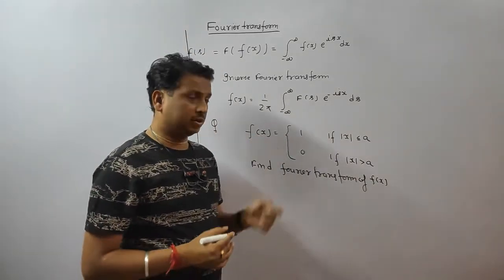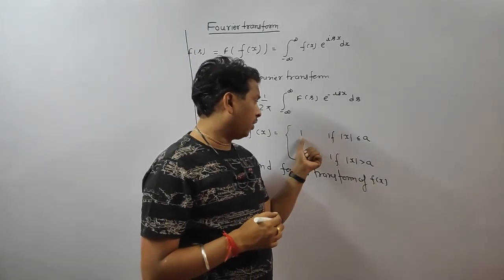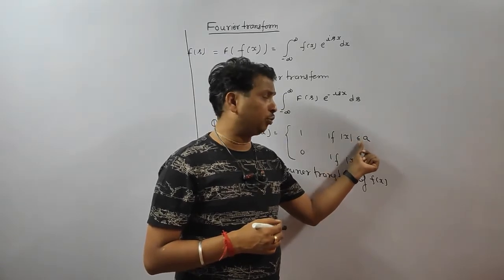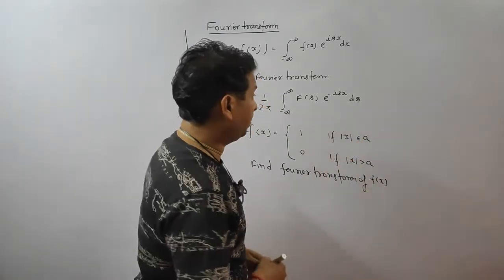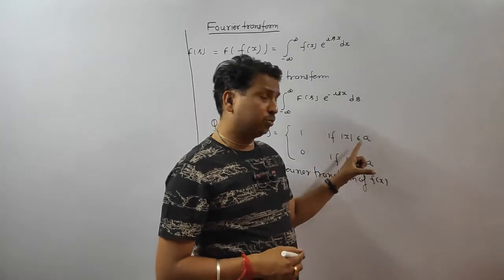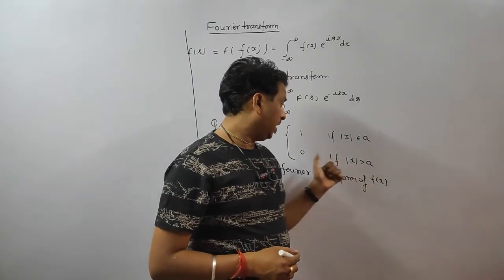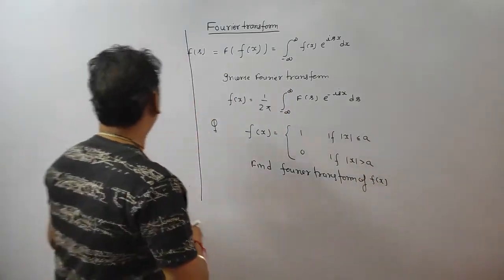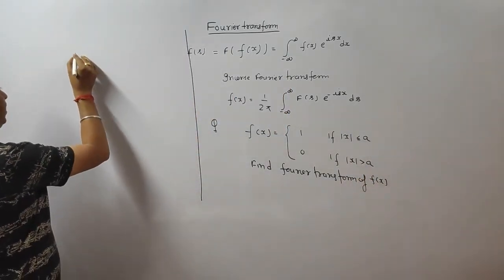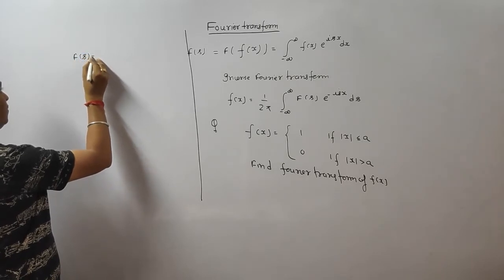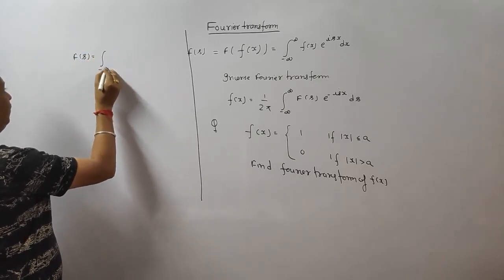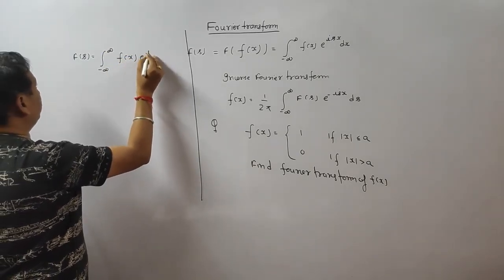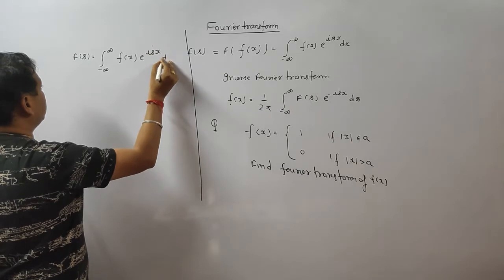Now f(x) is given: f(x) is 1 when mod x is less than or equal to a. What is the meaning of mod x less than or equal to a? It means x lies between minus a to plus a, and the value is 0 when x is greater than a. So what is F(s)? Integral from minus infinity to infinity f(x) e to the power iota s x dx.